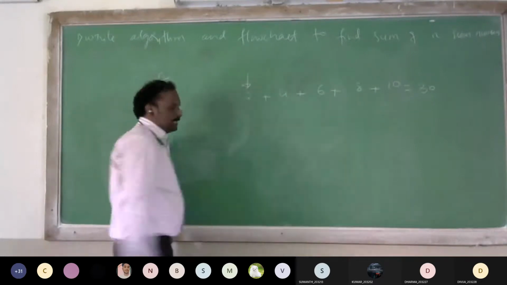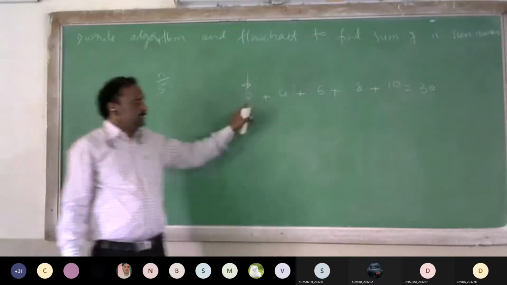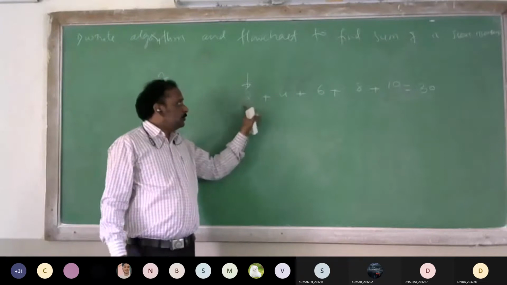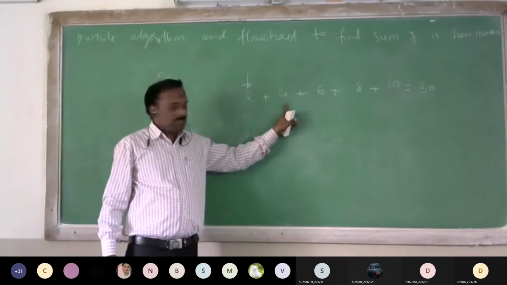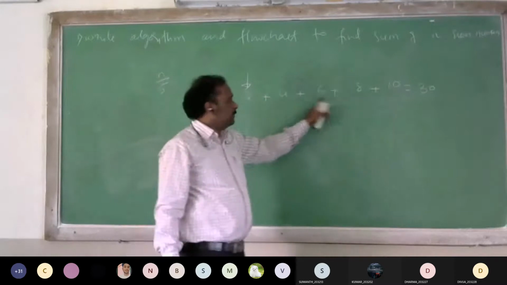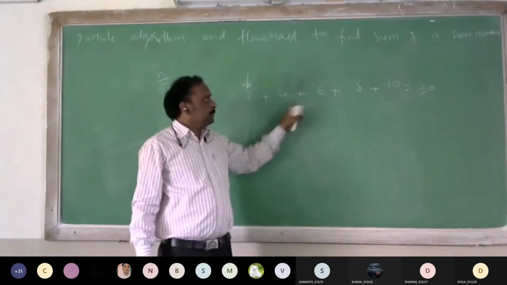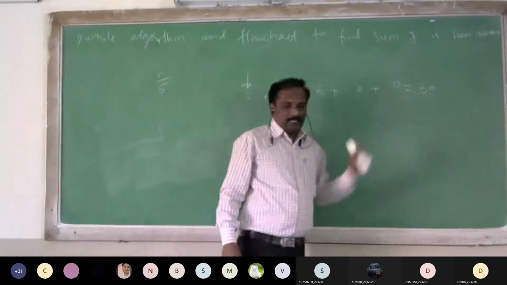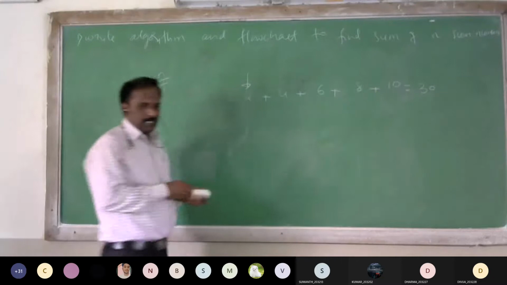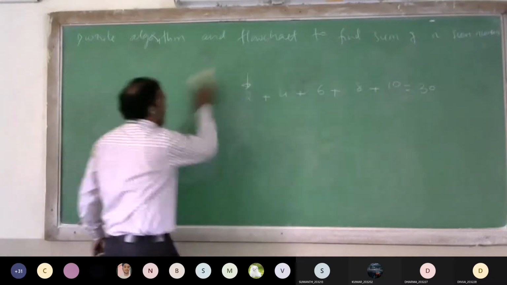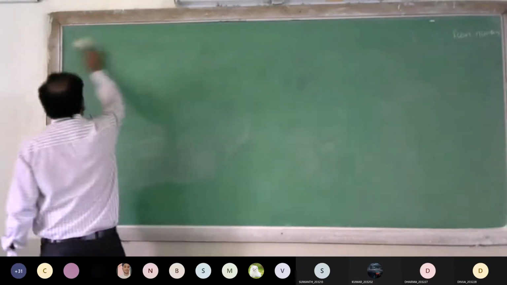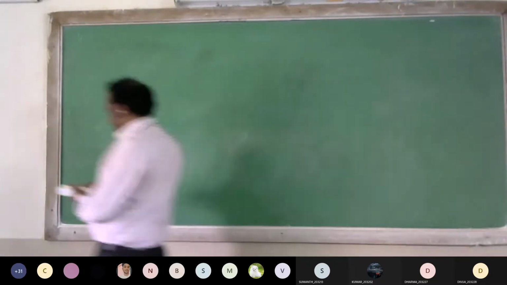So which is the first even number we are considering? We are considering 2 as the first even number. What is the second even number? 2 plus 2 is the second even number. To get the third even number, what is the third even number? Previous number plus 2. So in this way, we will add all the even numbers and find the sum by using algorithm and flowchart.